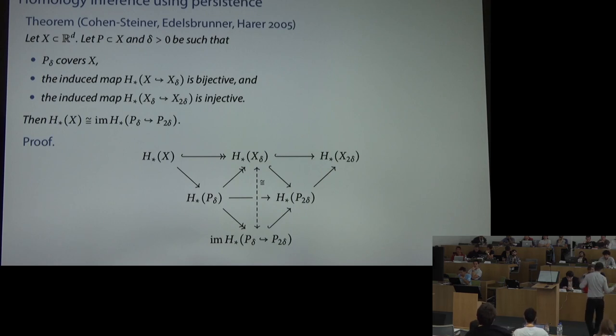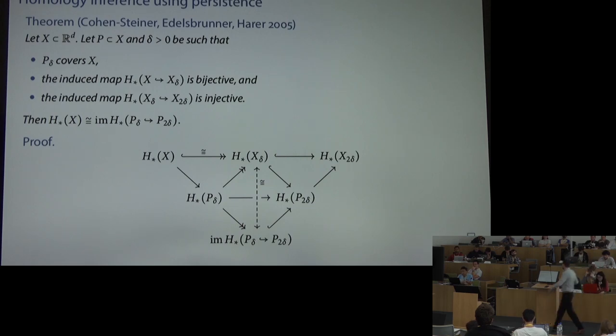And now you're done, right? We didn't do anything but collect facts. But now we have this isomorphism between this image, and that's isomorphic to the homology of X delta, which by assumption was isomorphic to the homology of X. So this is almost a non-proof. But this is all you need to show that you can infer the homology of a shape from a sample using these simple assumptions. So that's very powerful.